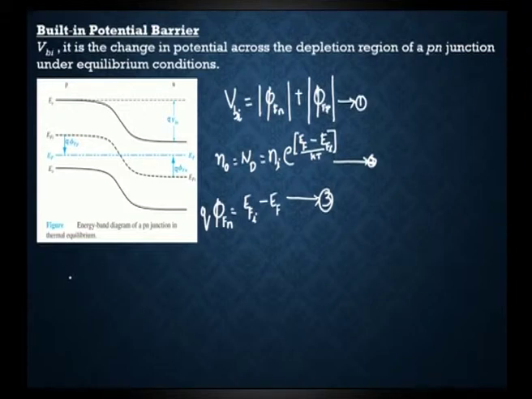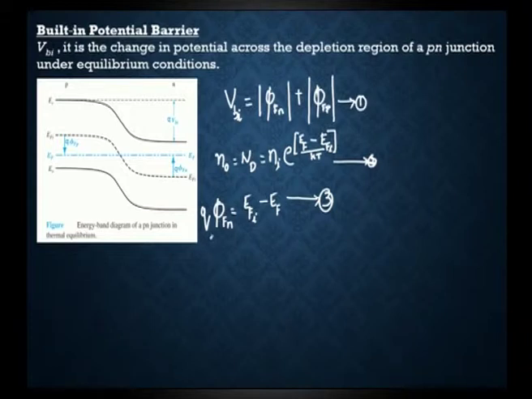Now we are going to substitute equation 3 in 2. So, we know the value of Q phi n, that Q phi n is equal to EFi minus EF. So, EFi minus EF here, we are going to substitute as Q phi n.